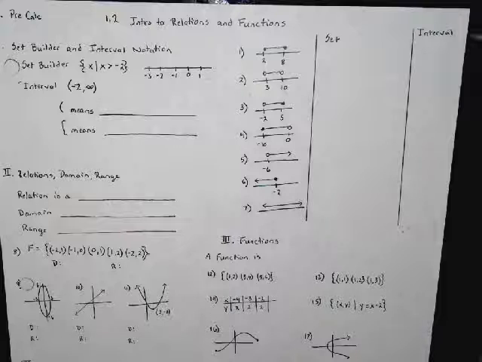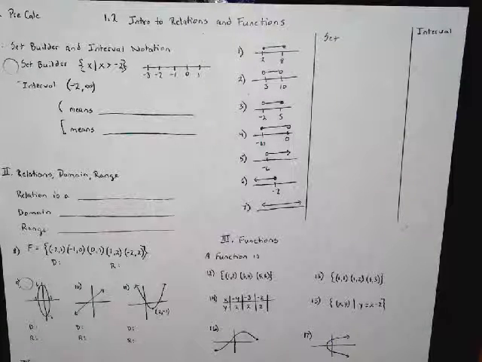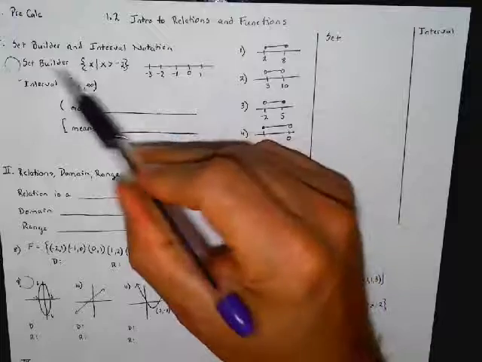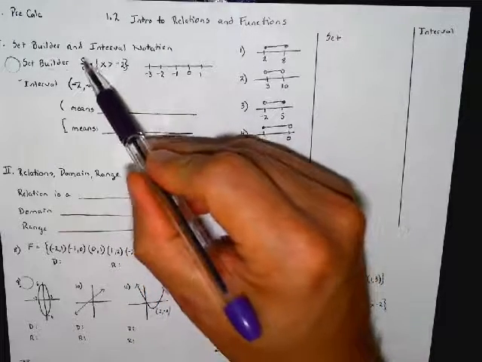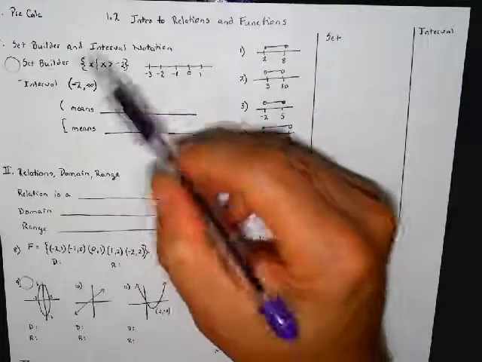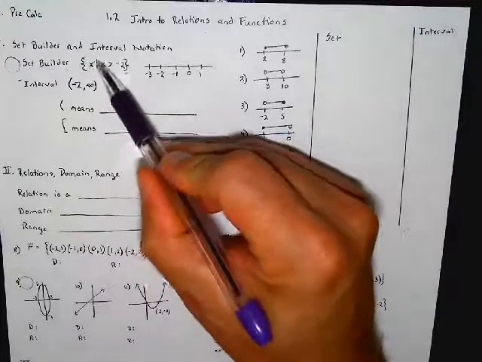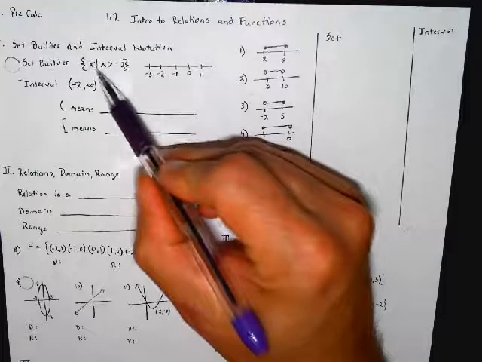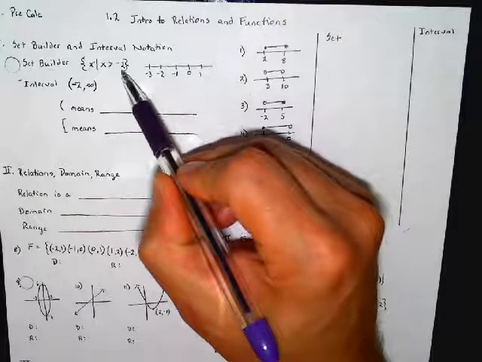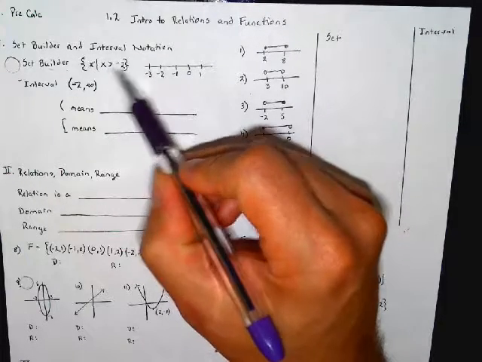Okay, these are notes 1.2. We're going to work with set builder notation and interval notation first, and talk about domain, range, functions, and those sort of things. Okay, so this is called set builder notation. These brackets are for saying it's a set. So it says x, and this line means "such that." So x such that x is greater than, not or equal to, but just greater than -2.